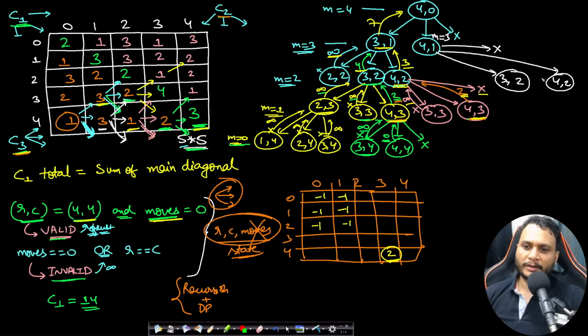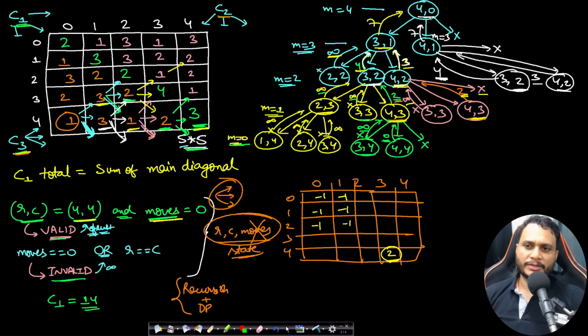Now if you look at 3 comma 2, this was already calculated and it would have returned 4, so this will be returning 4 simply. If you look at 4 comma 2, it was already calculated, it would have returned 3, so I will be returning 3 here. Out of these two options, which one is maximum? 4 is maximum. At 4 comma 1, the value is 3. So 4 plus 3 is 7, so this will be returning 7 as well.